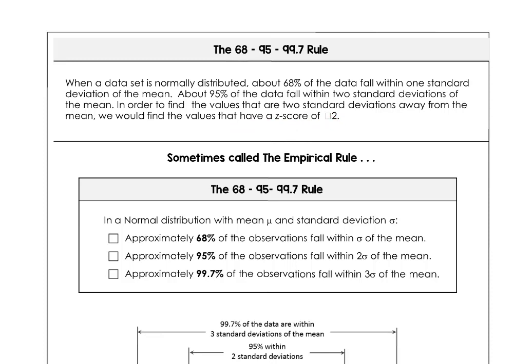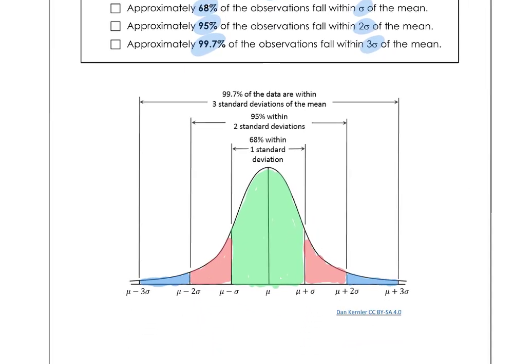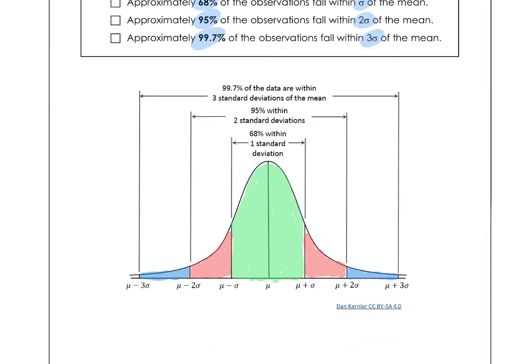So in a normal distribution with the mean of mu and the standard deviation of sigma, we call that 68, 95, and 99.7 fall within 1 standard deviation, 2 standard deviations, or 3 standard deviations from the mean. And I have a graph down here to show that representation. So 68% falls within 1 standard deviation, 95% falls within 2 standard deviations, and about 99.7% fall within 3 standard deviations.